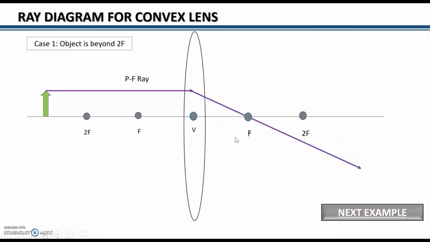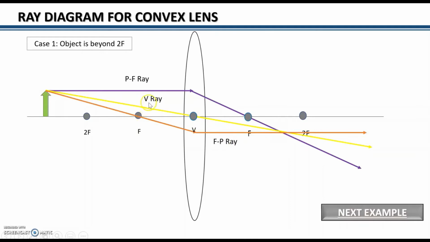So you call this the PF ray. The P stands for the principal axis. You have the F, which stands for the focus. And then the second ray is a light ray coming from the tip of the object, passing through F. Then it bends, goes straight parallel to the principal axis. You call this ray the FP ray. Next, the third ray is the light ray that comes from the tip of the object, and it goes down diagonally passing through V, or the vertex. This is what we call the V ray or the vertex ray.